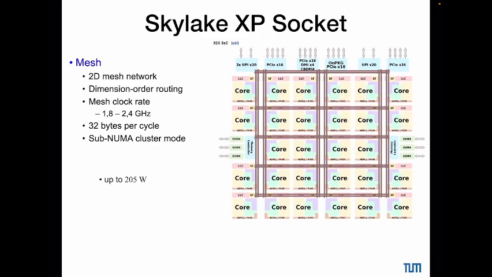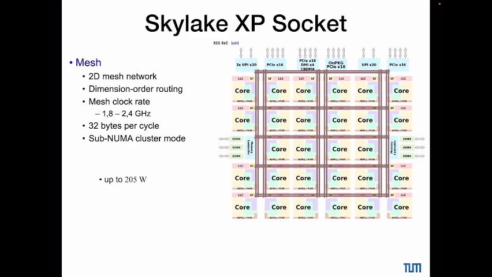The Skylake processor is a server processor that is used in the SuperMUC, for example, but these are classical servers combined into a parallel machine. So it's the Skylake XP socket here, and this no longer has a ring network, but a multi-dimensional mesh network on the chip. That means that we have many more cores here on the chip, 22 or so, I think, and they are connected by this two-dimensional mesh network.